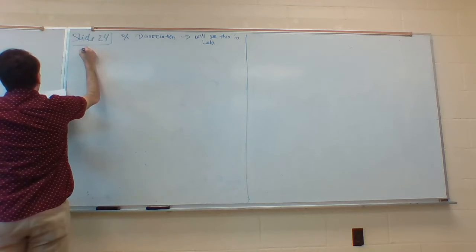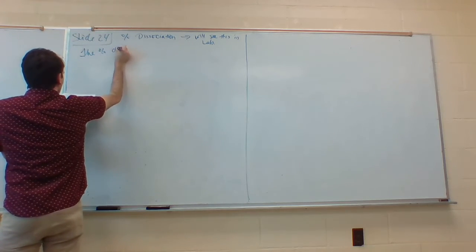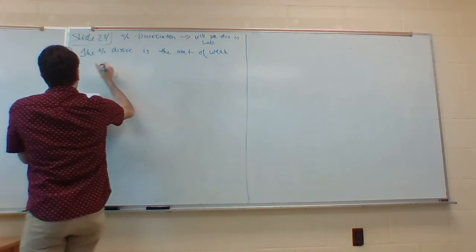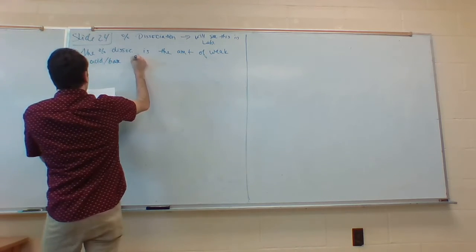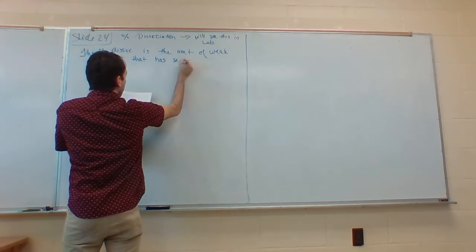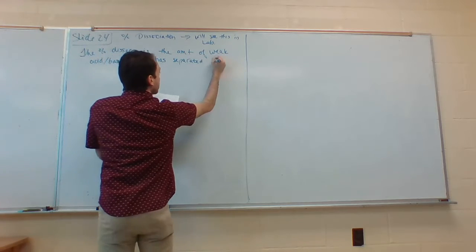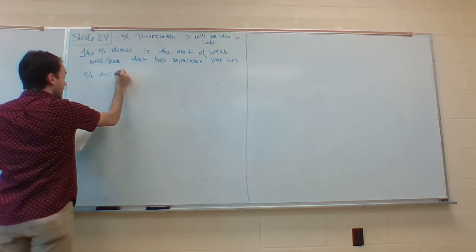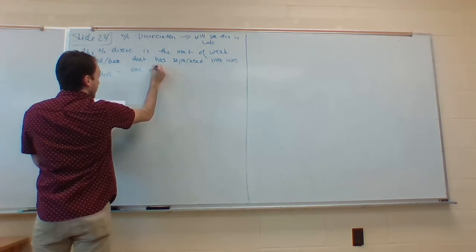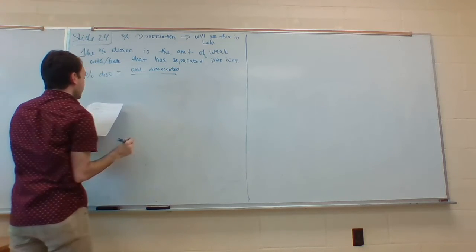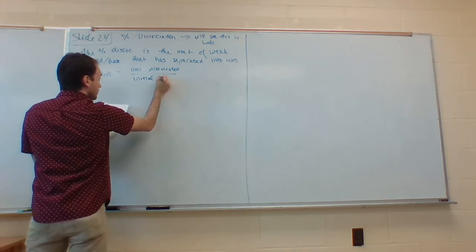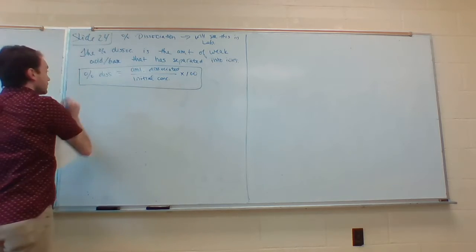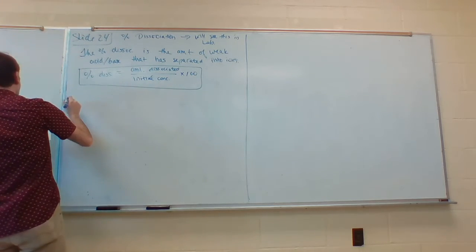Okay, now, the percent dissociation is the amount of weak acid or weak base that has separated into ions. Okay, so the way that we calculate our percent dissociation is that we take the amount dissociated, we divide that by our initial concentration, and we multiply by 100. Okay, this will be an important equation. So make sure that you put that into memory.